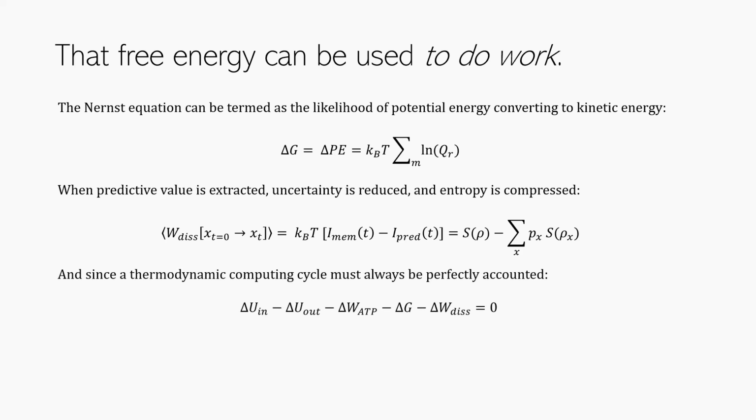And since a thermodynamic computing cycle must always be perfectly accounted, then any loss of uncertainty must equal a gain in free energy. And what that means in practice is that free energy is released to any neurons that have extracted predictive value or found a correlation with their environment in a manner proportional to the reduction of von Neumann entropy. So any reduction in von Neumann entropy equals a gain in free energy.